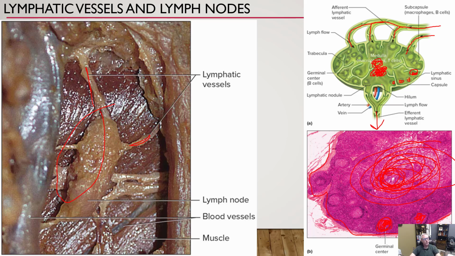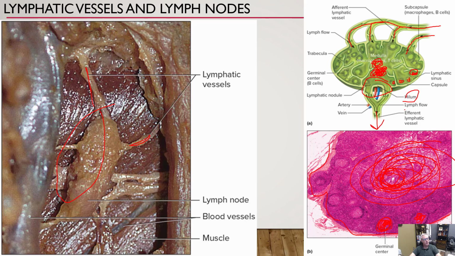But we also have this thing called a hilum, and that's going to be like right here. A hilum is basically an area where blood vessels or nerves or something like that go into, in this case, a lymph node. We have a hilum for like the lungs. We have a hilum for the kidney, and basically that's where the nerves and blood vessels go into the lung or the kidney or the lymph node.